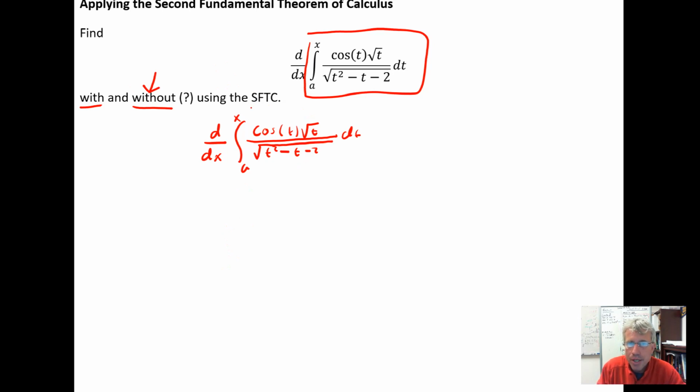But fortunately, the second fundamental theorem of calculus says that if you need to know the derivative with respect to x of this definite integral, everywhere you see a t, just replace that t with an x. So I don't have to integrate first before I differentiate. So there's the derivative of this kind of ugly, nasty definite integral.